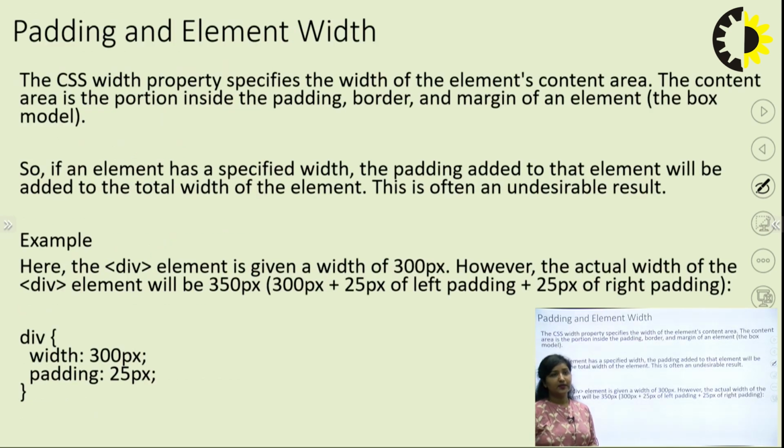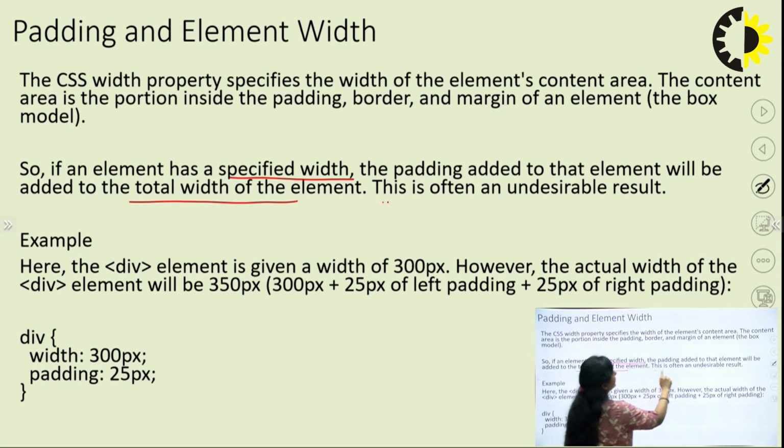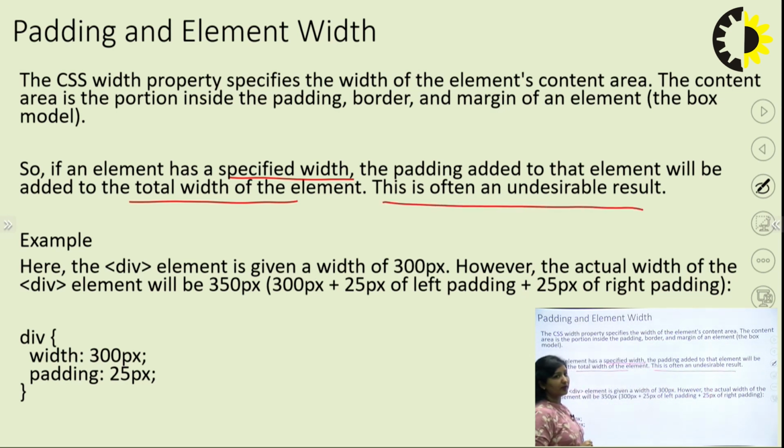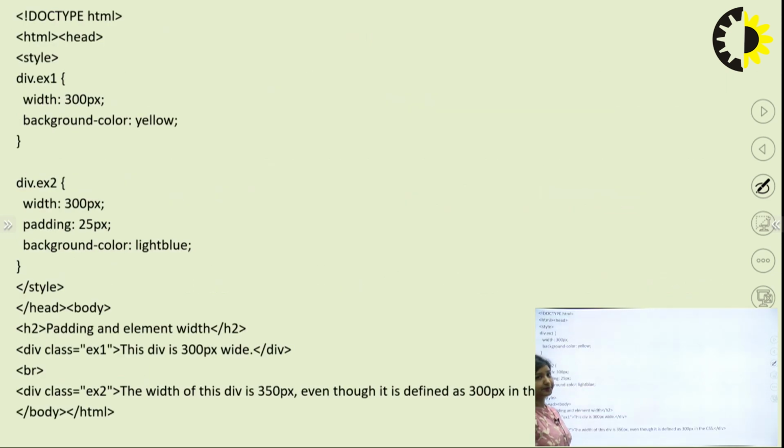Now next comes the padding and the element width. The CSS width property specifies the width of the content area of the element. This content area is the portion inside the padding, the border and the margin, as in the box model. If an element has a specified width and padding is added along with it, the total width becomes an undesirable result. See this example: we have a width of 300 and a padding of 25.